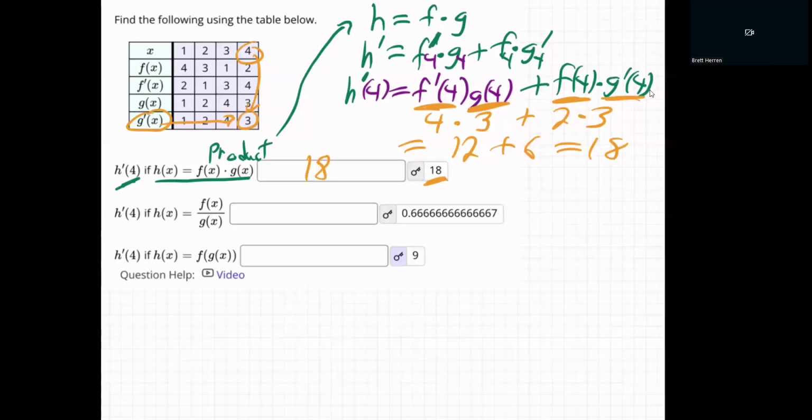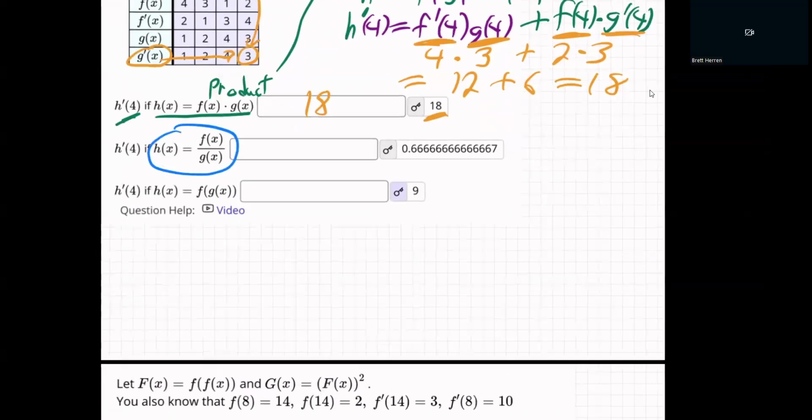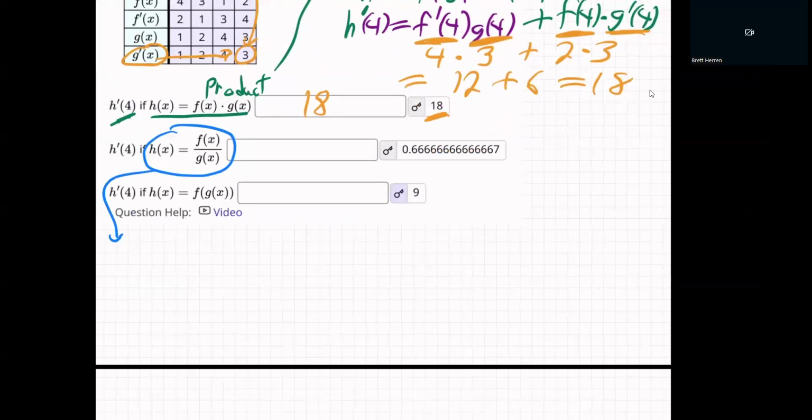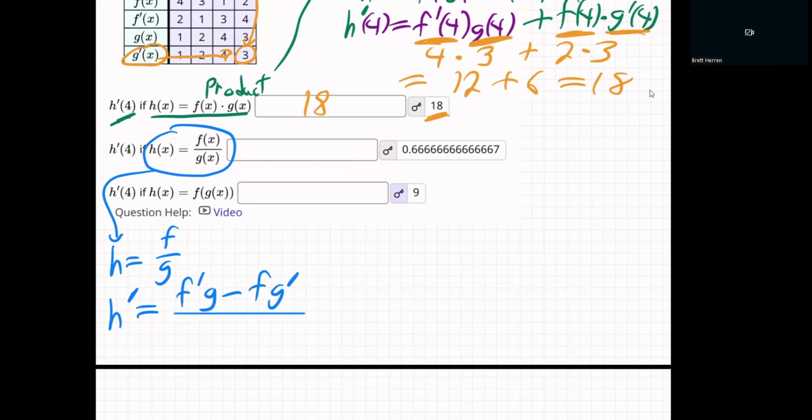All right, let's do the next part. So now we're doing h is f over g. So then h prime, the derivative, we're going to have to use the quotient rule, right? Dividing. So what's that going to be? You do the derivative of the top times the bottom unchanged, minus the top unchanged times the derivative of the bottom. Just about like the product rule with a minus in the middle, over bottom squared.